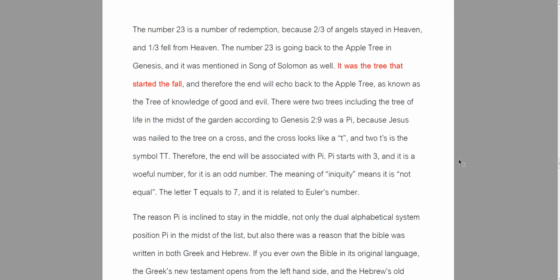But also, the number 3 is a woeful number because it's an odd number. Number 3 is kind of related to iniquity because it's not equal, because it's an odd number. Well, the number 2 is an even number, so that's why.